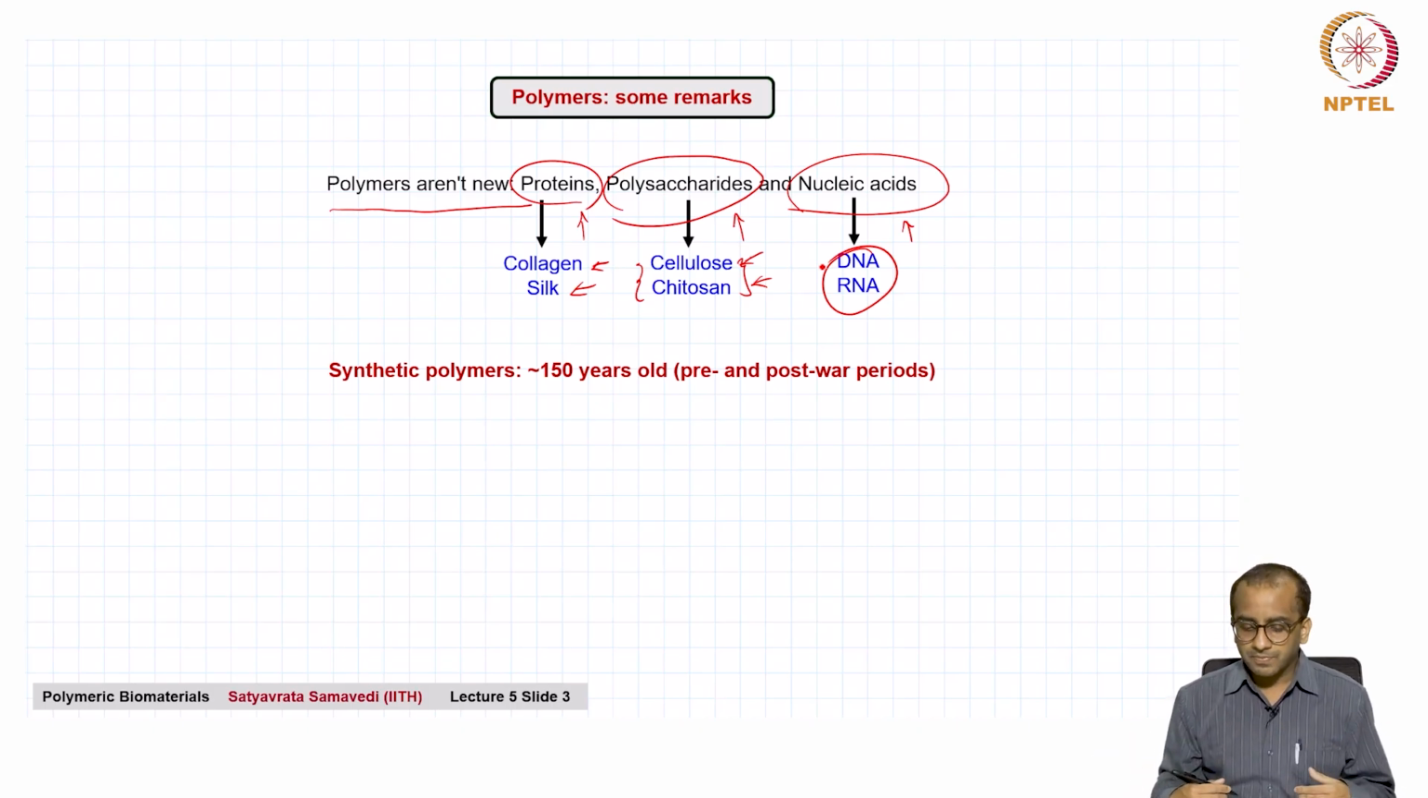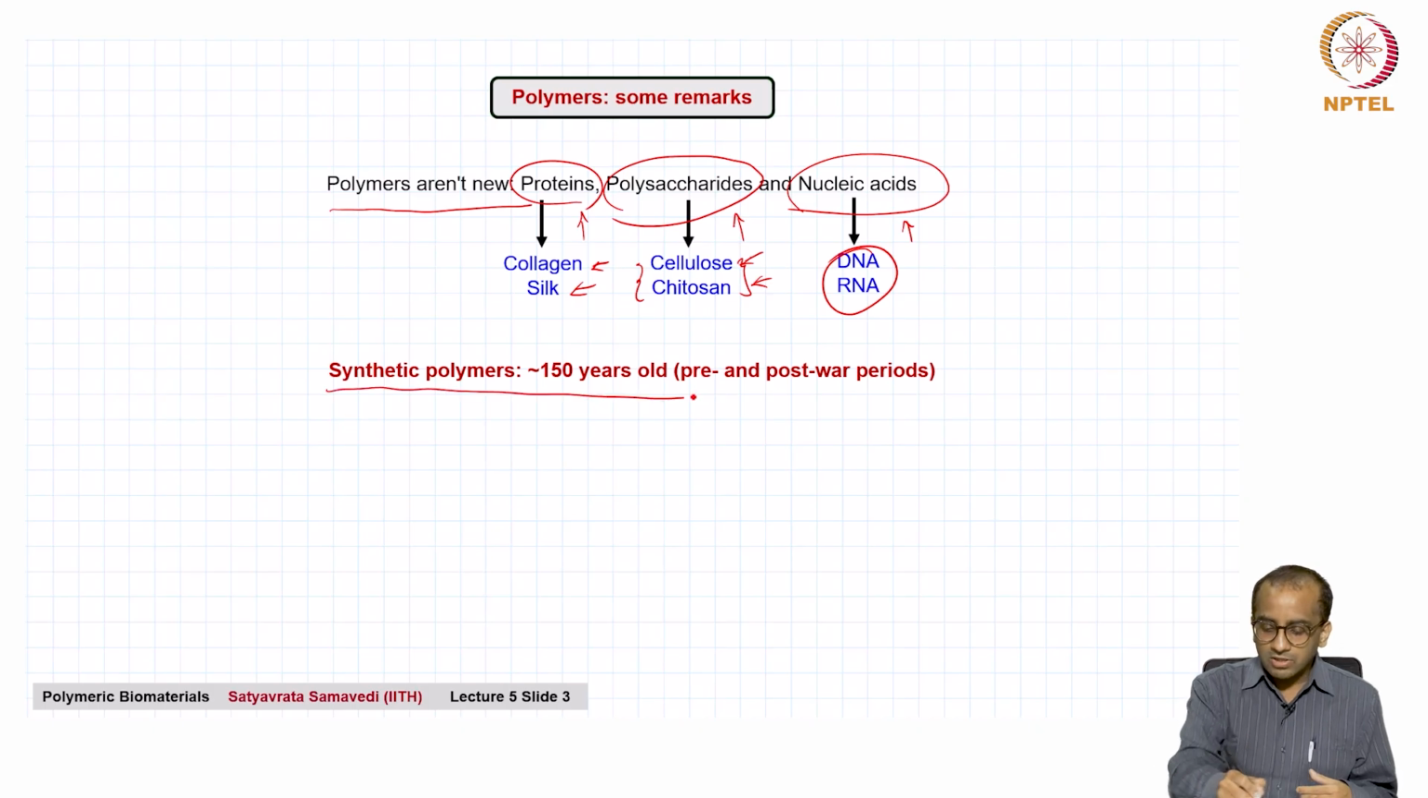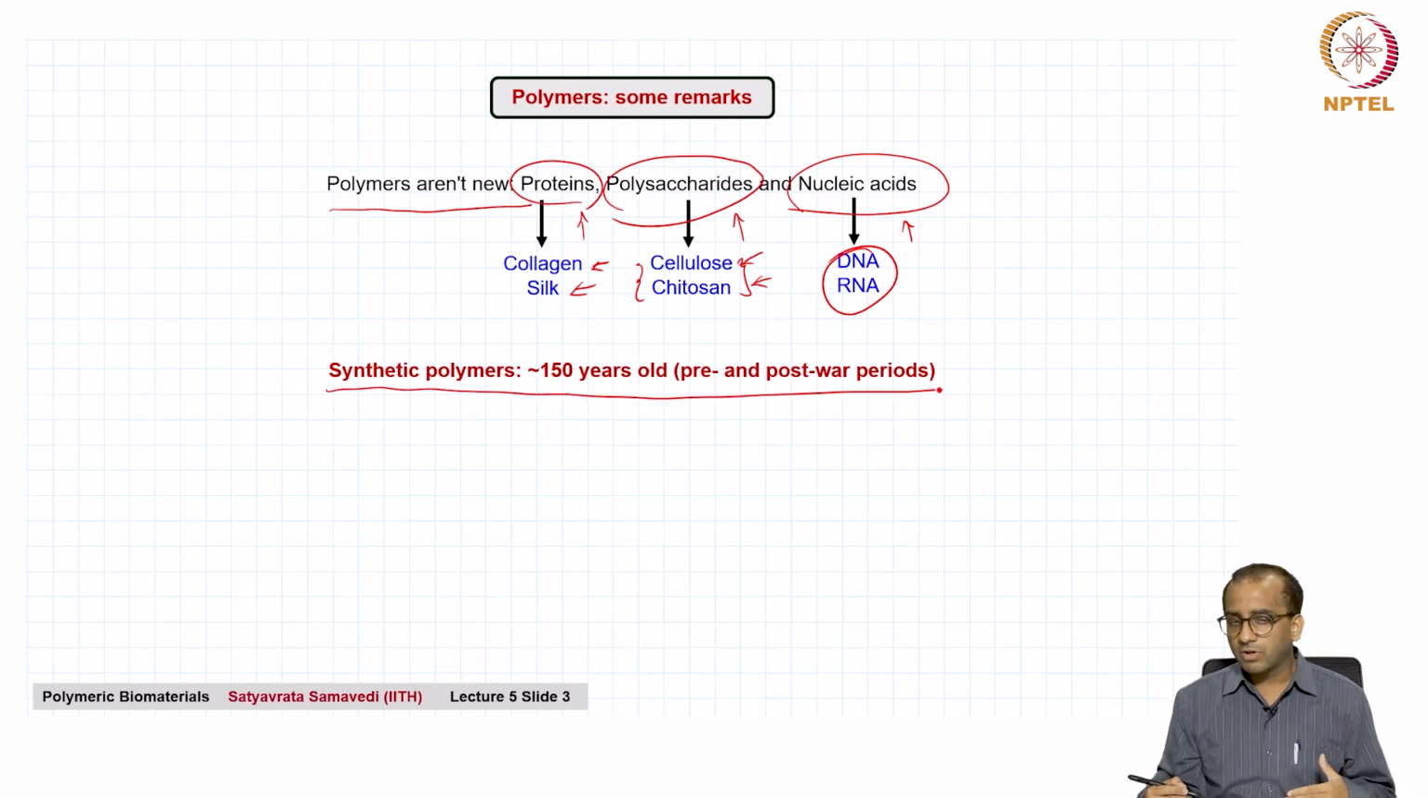Synthetic polymers, in contrast, a lot of the synthetic polymers that we know today are not more than 150 years old. Largely, as we saw in the evolution of biomaterials, derived from right around the pre and the post-war periods. So the wars led to a need and that led to a large spike in the production of new polymers, which we continue to use even today.